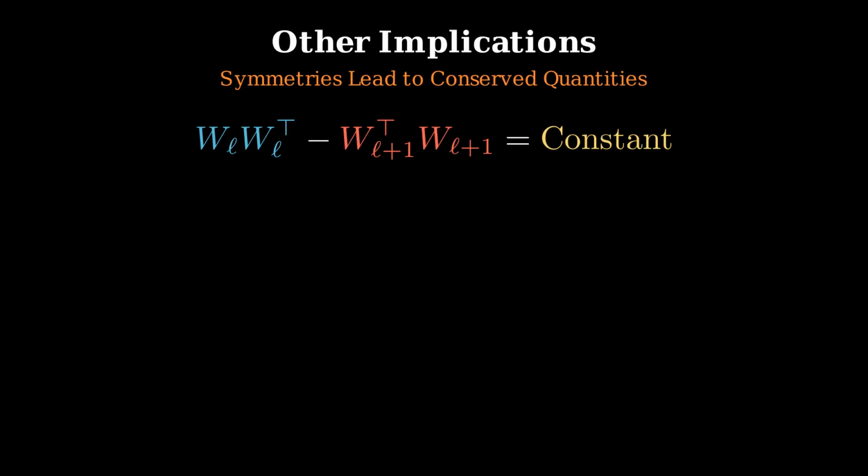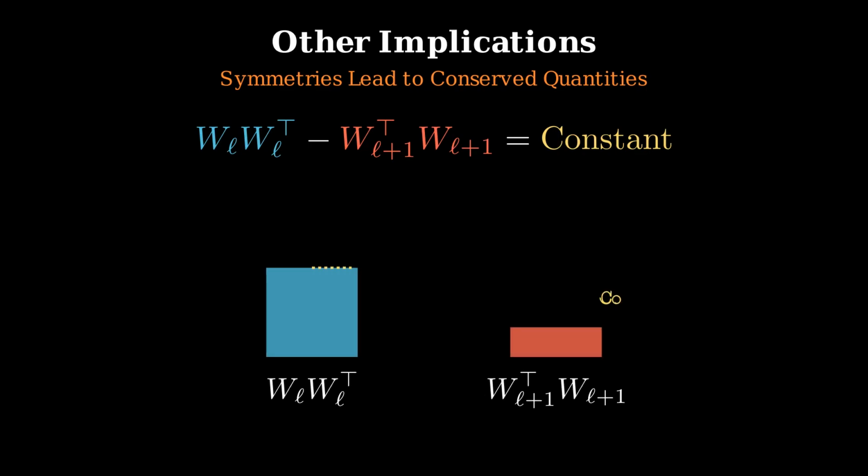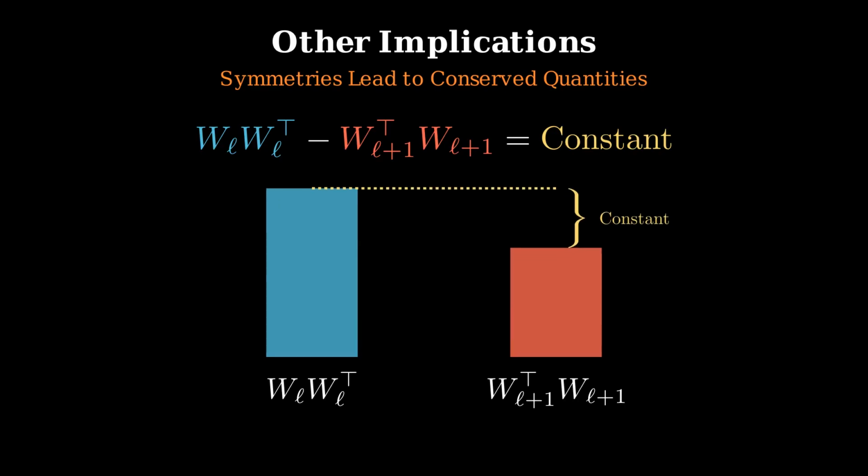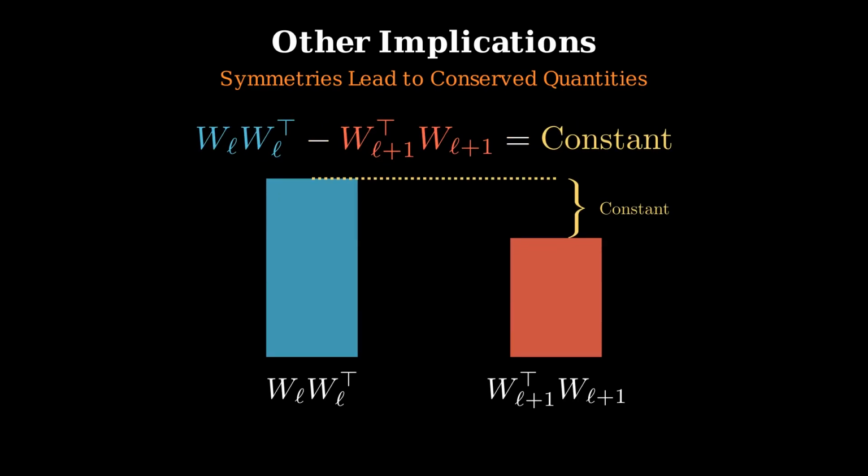Another profound implication is the emergence of conserved quantities. Much like energy in physics, certain properties of the network remain constant during optimization. Consider the weight matrices of two consecutive layers. As the network trains, their individual magnitudes might grow substantially. However, because of the underlying parameter symmetries, the difference between them is locked. This invariant controls the optimization trajectory, preventing the layers from becoming severely imbalanced.